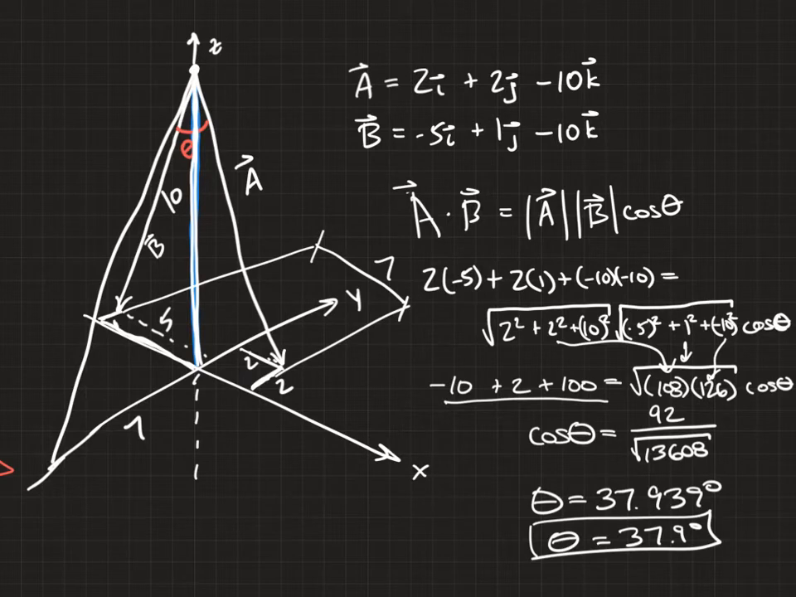We take that square root and inverse cosine both sides. So we get 37.9 degrees. So I guessed that it was going to be a little bit less than 45, and I guess that qualifies.